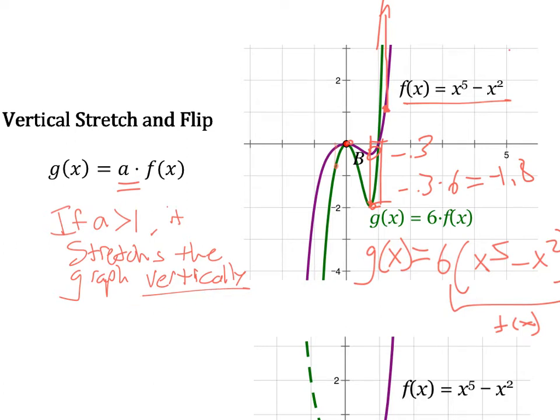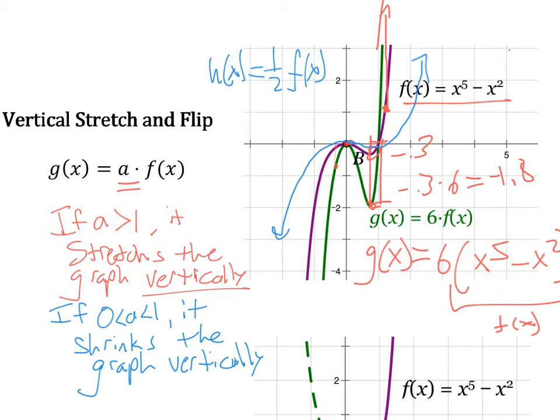Now, if a is less than 1, if it's something like a half, if we had h of x equals 1/2 of f of x, that means all the points would be half as tall. So we would take this graph and kind of flatten it out a little bit. It would not be as far. It would be less steep. So if a is less than 1 but greater than 0, it will shrink the graph vertically.